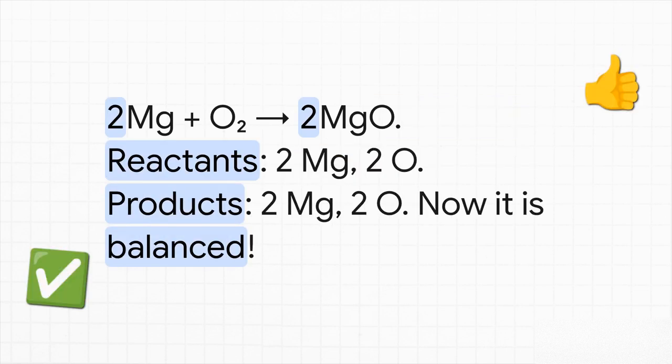We add those big numbers, the coefficients. Let's try putting a 2 in front of the product, MgO. Okay, that gives us 2 oxygens on the right, which is great, but now we have 2 magnesiums there. No problem. We just hop back to the left side and put a 2 in front of the Mg. Now let's recount. 2 magnesiums on both sides? Check. 2 oxygens on both sides? Check. Perfect. It's balanced and our puzzle is solved.